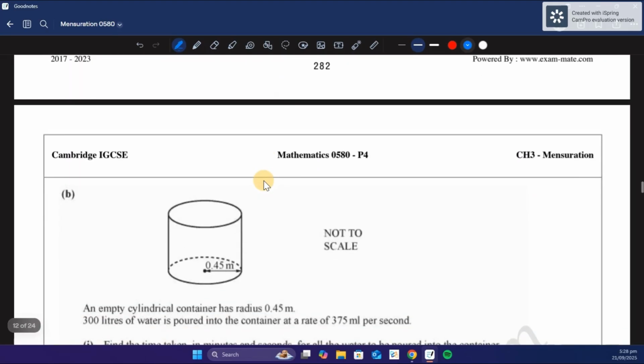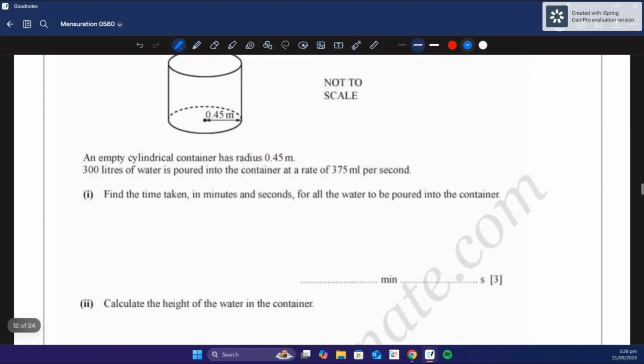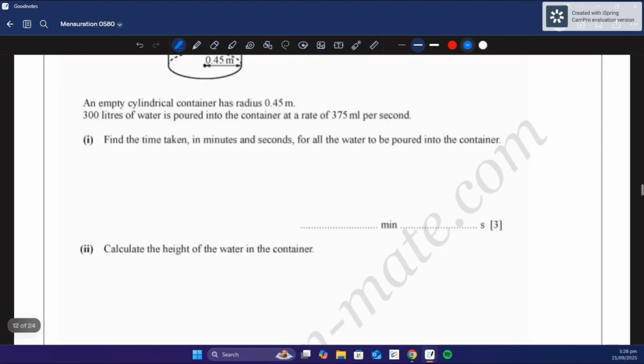Alright, moving on to part B. Find the time taken in minutes and seconds for all the water to be poured into a container. Okay, so the radius is 0.45, 300 liters of water is to be poured into the container at a rate of 375 per milliliter. Okay, so firstly, let's convert liters into milliliters.